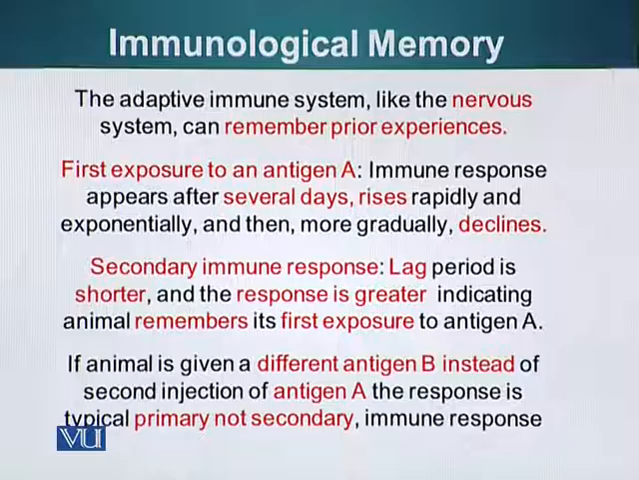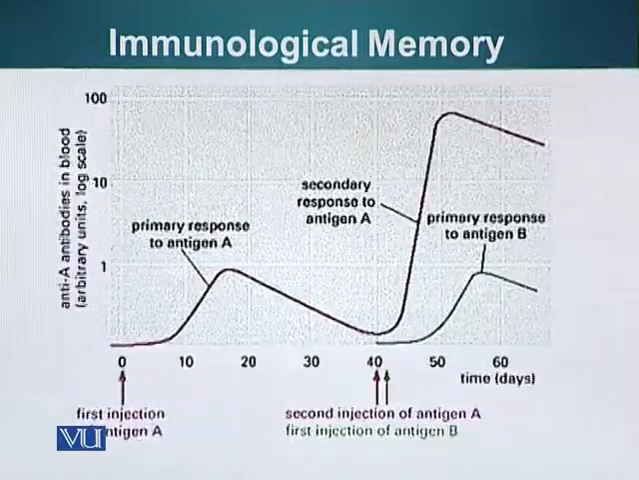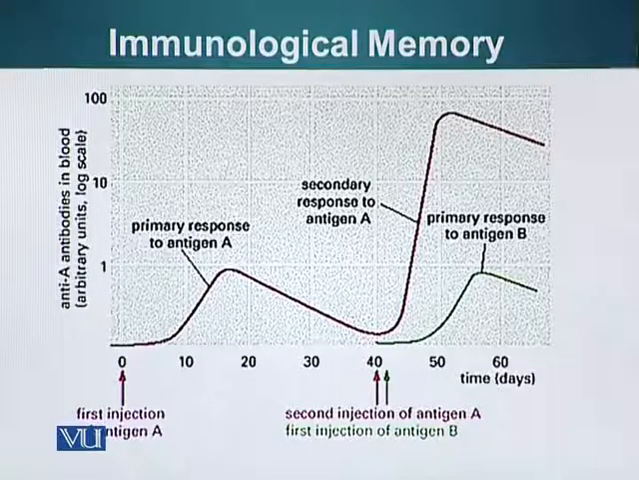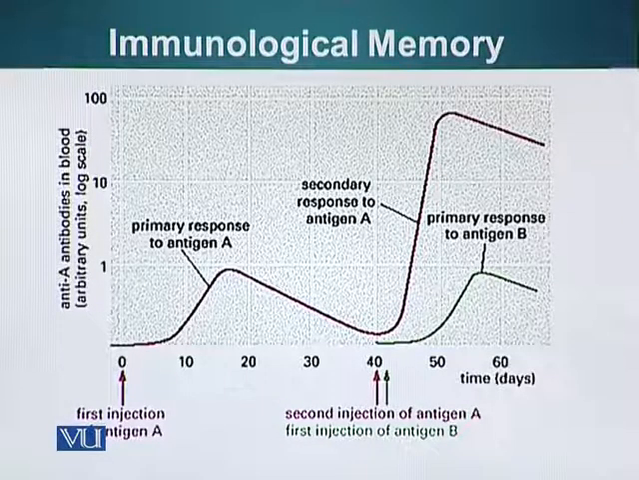If an animal is given two different antigens, antigen A and antigen B, at the same time, the response to B is the typical primary response and not the secondary response, showing that our experimental animal specifically remembers its first encounter with antigen A. Since antigen B was encountered for the first time, it did not have the secondary immune response. Here's the graph.